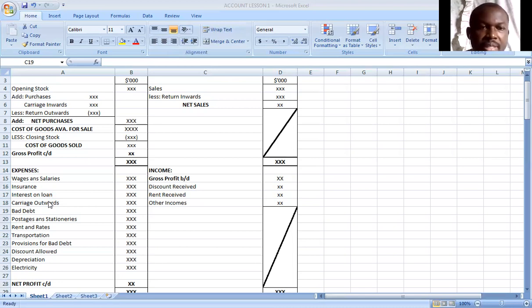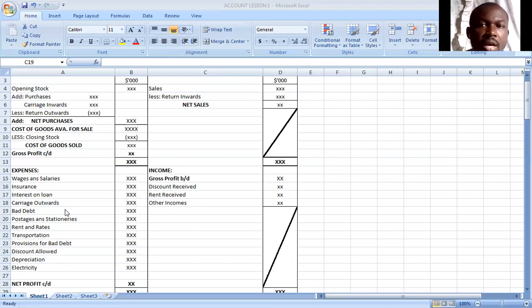Now, carriage outward is also an expense to the business, because sometimes the business owners would want to give customers preferences, maybe to carry their goods from the business place to the customer's destination without the customer paying for it. This is also an expense to this XYZ business.